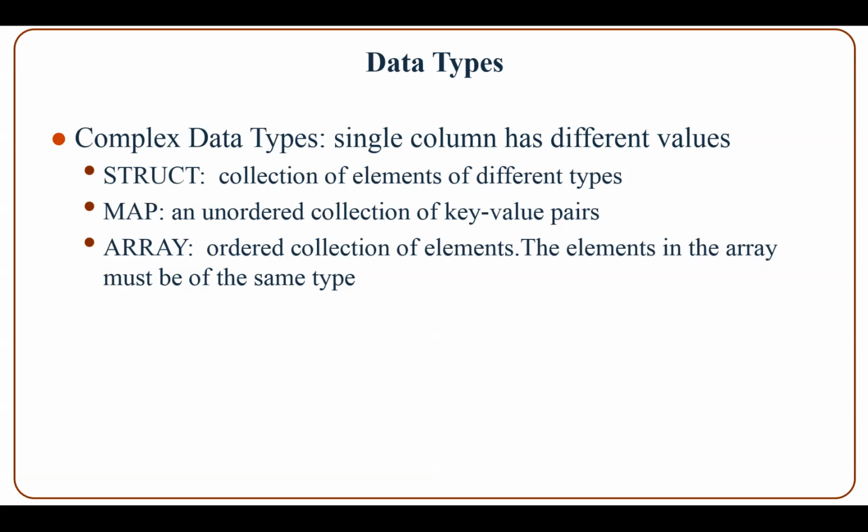There are also complex data types that allow a single column to have different values. A struct is a collection of elements of different types. For example, a street name, city, state, etc. Map is an unordered collection of key value pairs. And array is an ordered collection of elements. And the elements in the array must be of the same type.